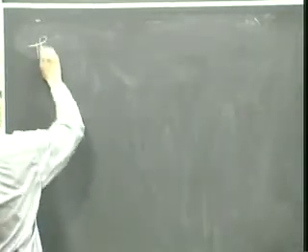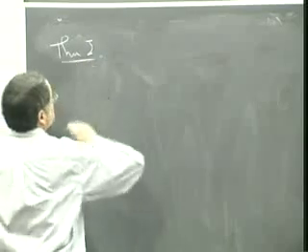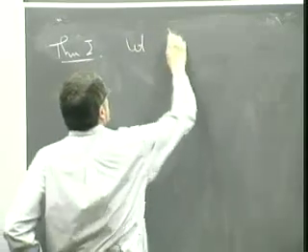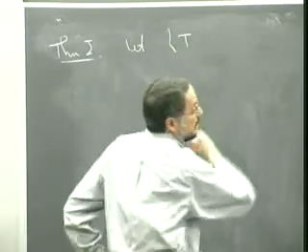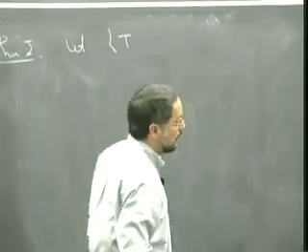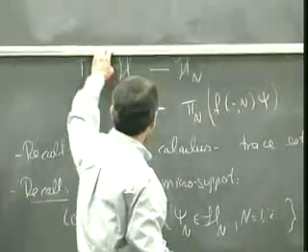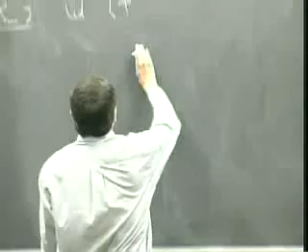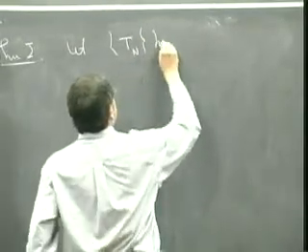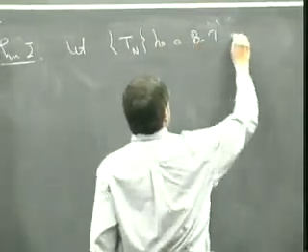Okay, so the results are as follows. Theorem 1. Let the sequence Tn be a Berezin-Toeplitz operator. Oh, I didn't call it anything. Yeah, I did, Tn.